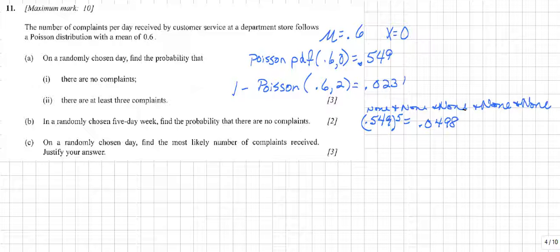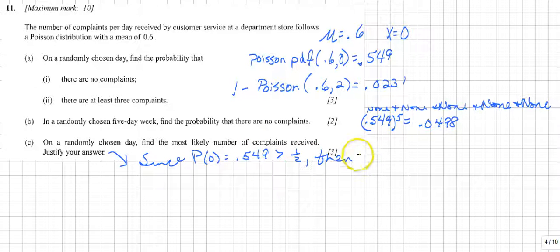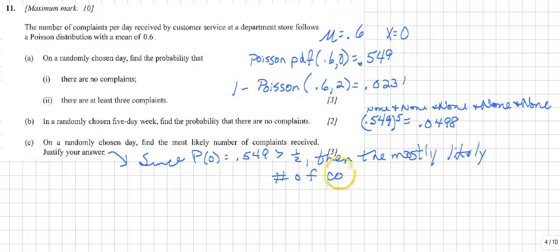On a randomly chosen day, find the most likely number of complaints received. Well, this is just common sense. You know that the probability of getting 0 complaints is 0.549. If that's your probability, that's over half, which means that 0 complaints is the most likely number, because it's over half the probability. So again, we could put that into words. Since P of 0 equals 0.549, which is greater than 1/2, then the most likely number of complaints is 0.